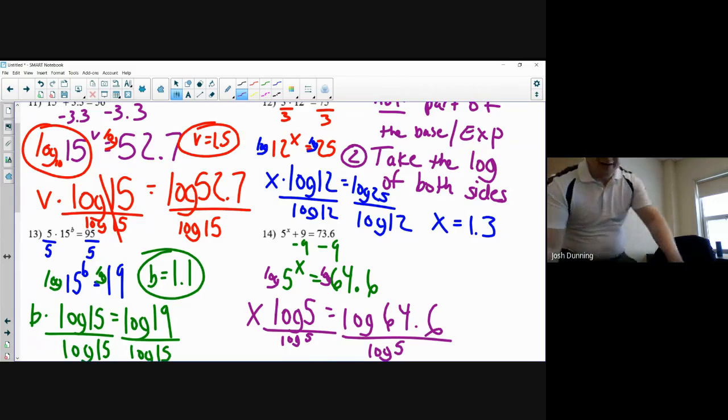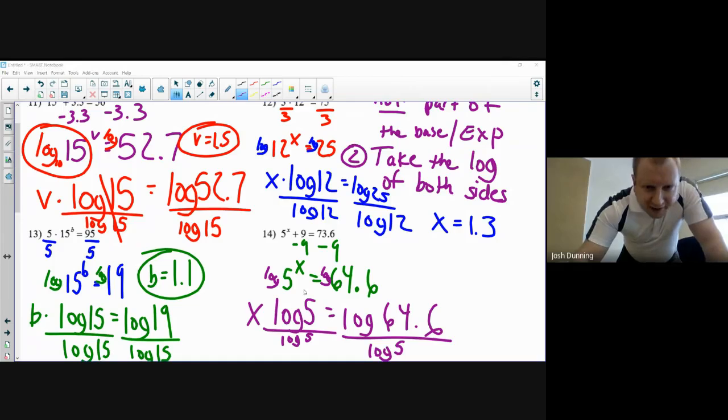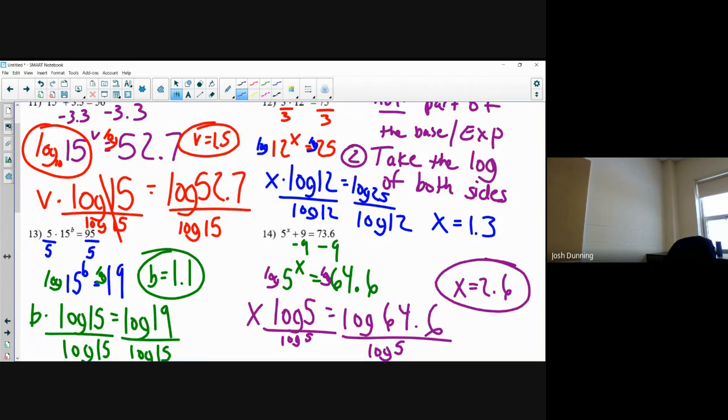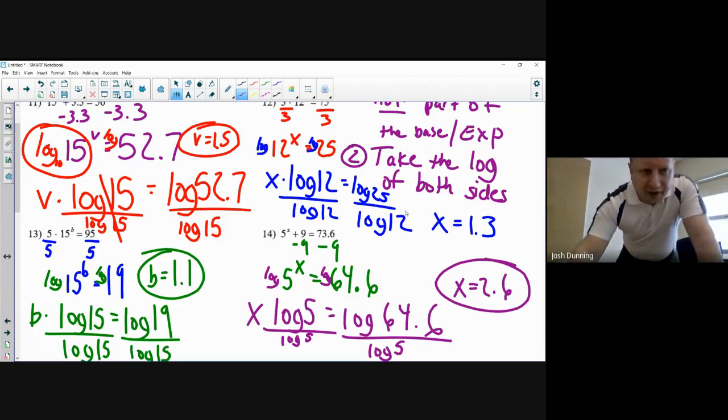I'm not going to bother to switch this one again. I'll just type that in. Log of 64.6. I will say make sure you close those parentheses. Divide by the log of 5. 2.589, so 2.6. Just a few more things, then that's it.